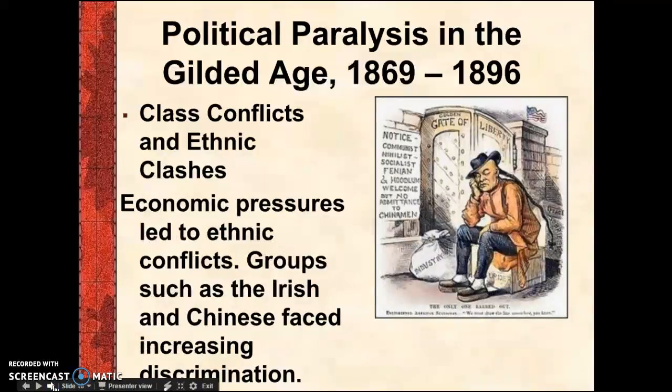Next slide. Class conflicts and ethnic clashes. Economic pressures led to ethnic conflicts. Groups such as the Irish and the Chinese faced increasing discrimination. During these economic crises, workers feared competition from new immigrants such as the Chinese. Here's a political cartoon showing a Chinese individual at the gates of the United States, and this notice here basically is telling him he's not welcome. And the first immigration restrictions would emerge during this period of time in American history.